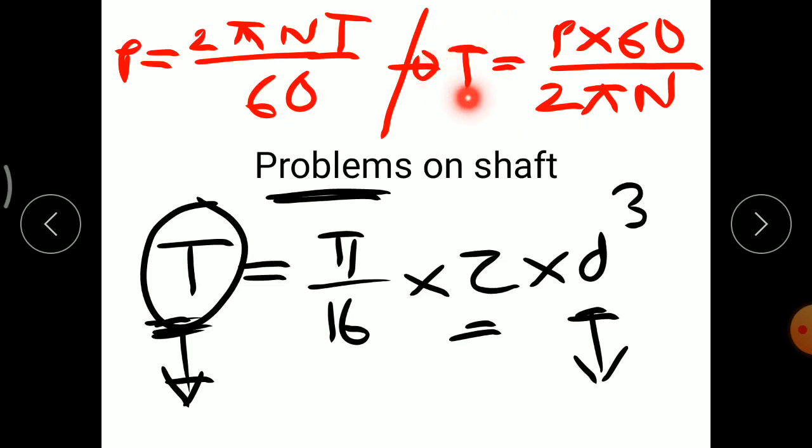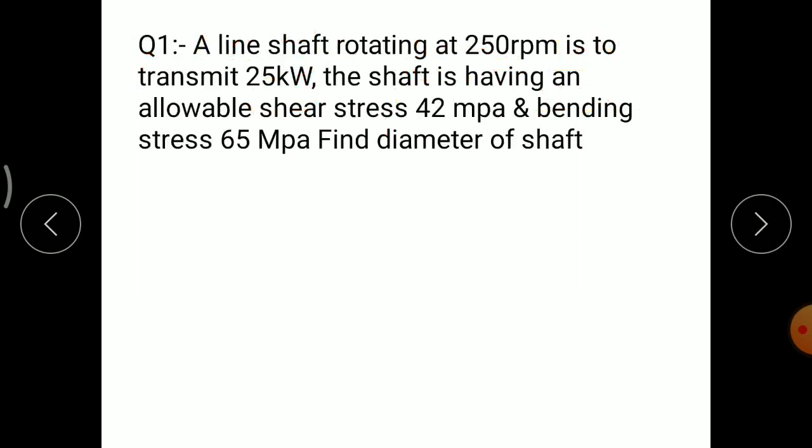And this term here we use in our main formula, that is pi by 16 tau into d cube. By using this formula, we can determine the diameter of the shaft. Now we will discuss the first problem.